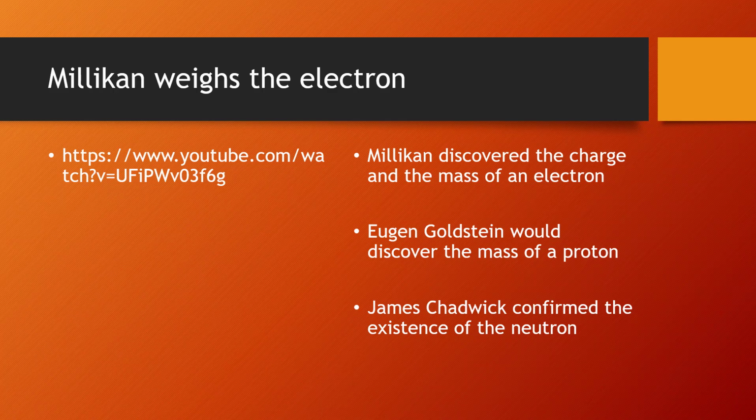Some other experiments were done to determine what was actually in the atom and the other parts. A scientist named Robert Millikan carried out experiments to find if these electrons were charged and how much they weighed. This is a YouTube video that you can link to look at the oil drop experiment, where he actually could weigh each individual electron. Eugen Goldstein would discover that there was a proton because in this cathode ray, there was actually something traveling the opposite direction, and that meant that there were positively charged particles. He found the mass of these and found that they existed as well. James Chadwick would later confirm the existence of the neutron. So these experiments found the other parts of the atom.